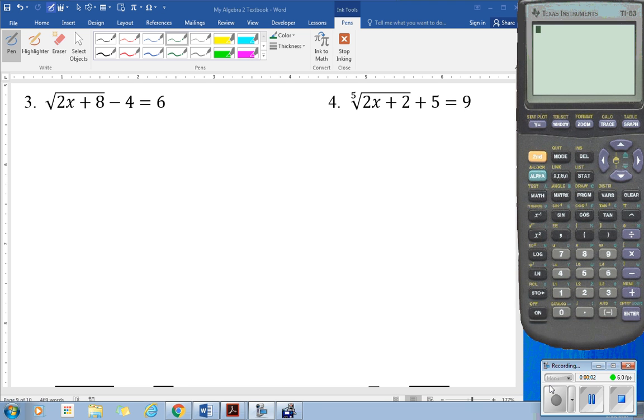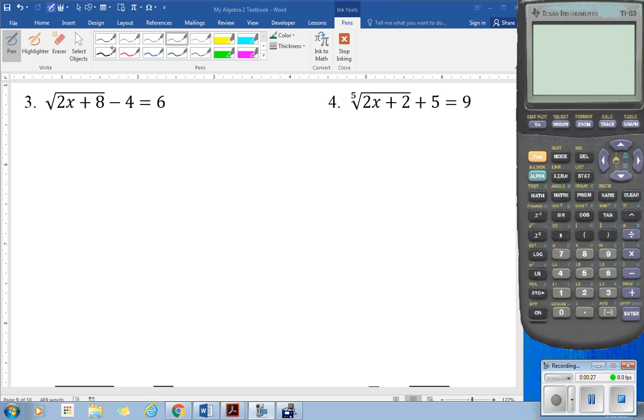Right, check out examples 3 and 4 here. We've got another radical equation, where we have some sort of nth root, a square root in this case, of 2x plus 8. There's a little extra stuff underneath the radical this time, as opposed to our first two examples, plus some extra stuff outside of the root, which we need to take care of. And then example 4 is very similar, it's just dealing with a fifth root. So let's see what happens here.